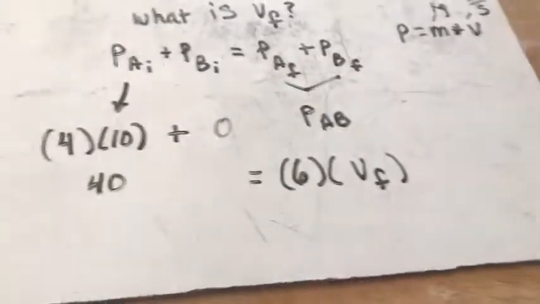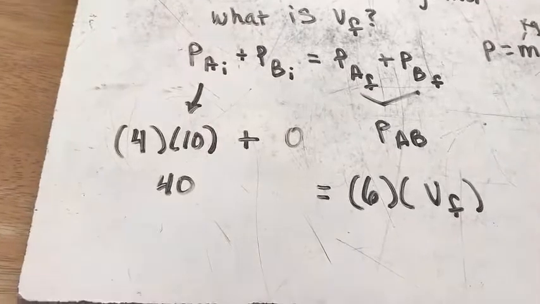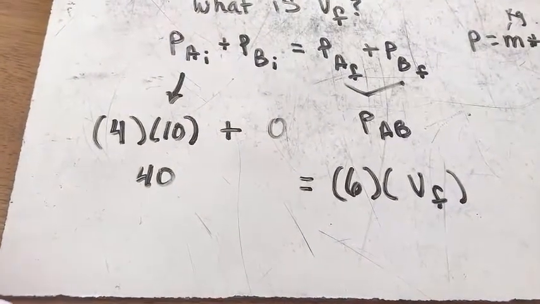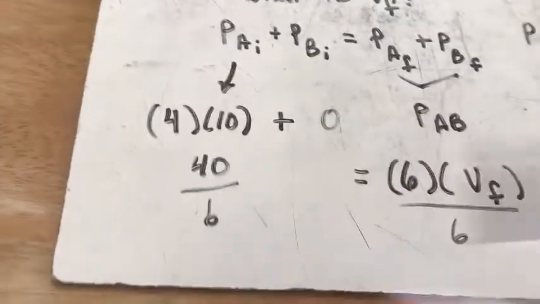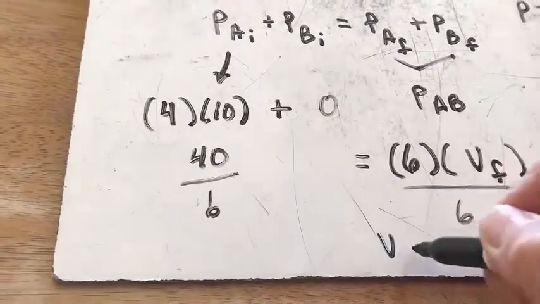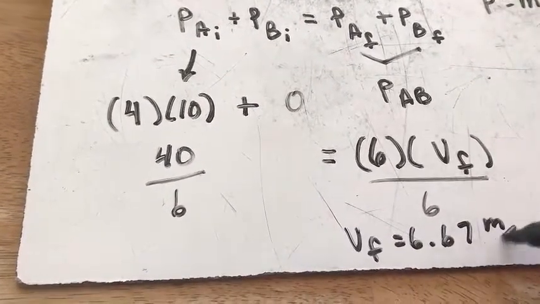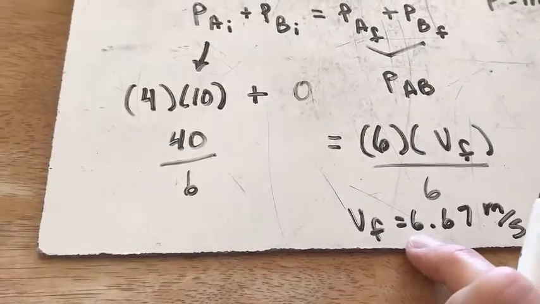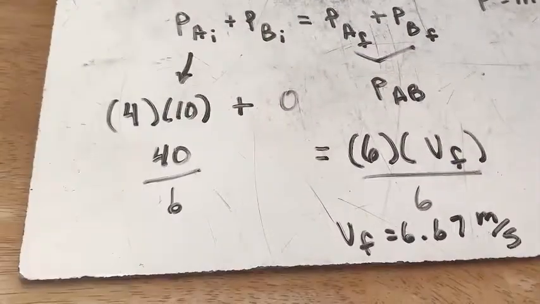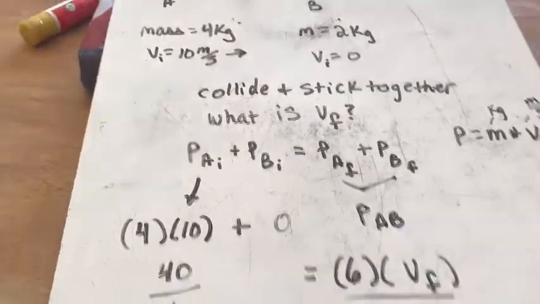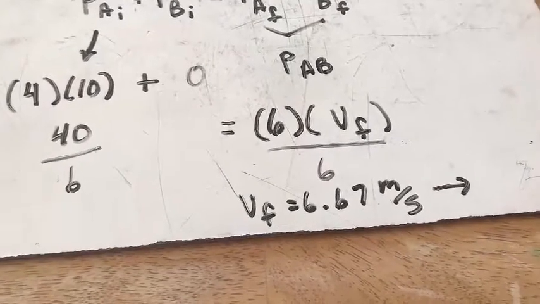So what you have here is 40 equals 6 times v. To solve this out, you take 40 divided by 6, or divide both sides by 6. 40 divided by 6 is going to be a final velocity of 6.67 meters per second. This is positive, the same sign as the velocity was up here, right? So your object is going to continue to move off in this direction. It's just that they'll be stuck together and moving slower.